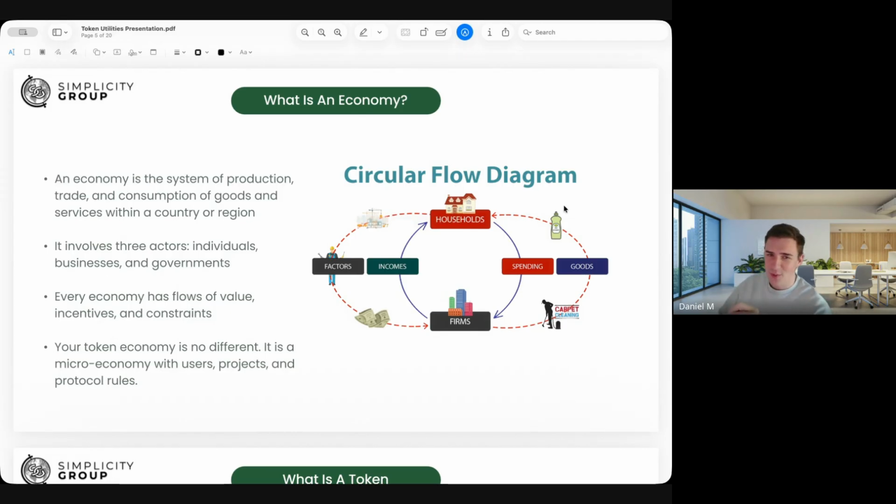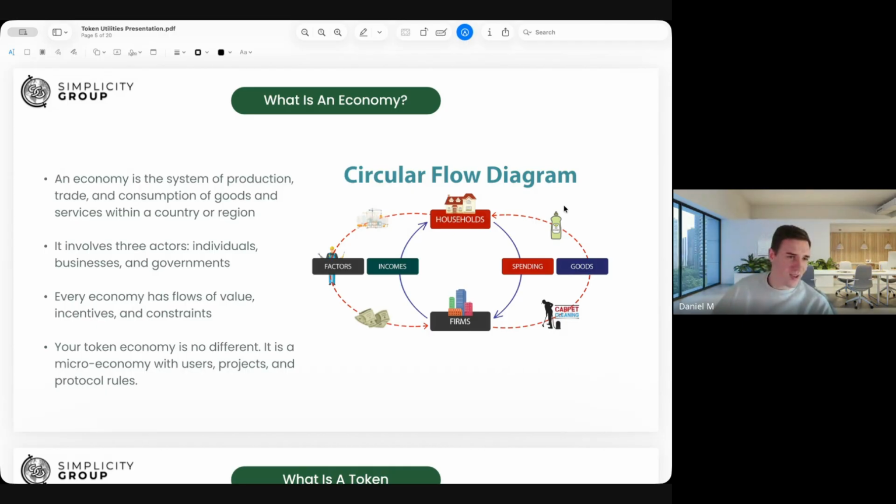So what is an economy? An economy is simply a system of production, trade, and consumption of goods. In essence, it's the flow of value within an ecosystem. It includes the individuals, the government or the party in charge, and the businesses. The main things are the flow of values, the incentives, and the constraints. The token economy is no different. It is, in essence, an economy for the project. We look at projects and businesses almost like nation states. The same way a nation has macro and microeconomic policy, your token economy should have the same thing. But this is more about the token utility, so I won't dive into that too much.